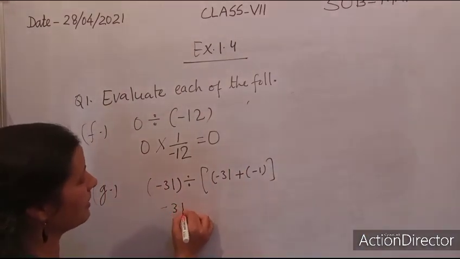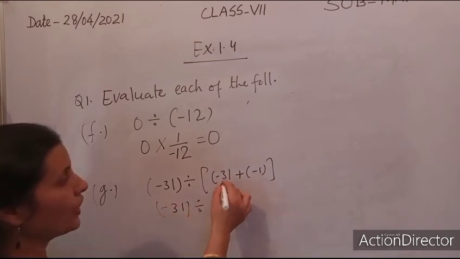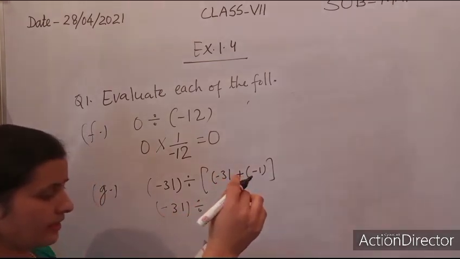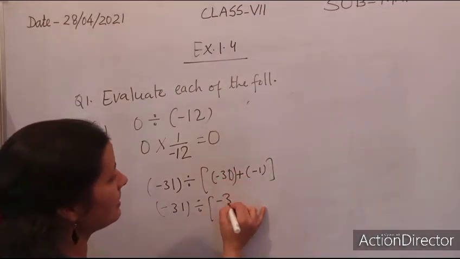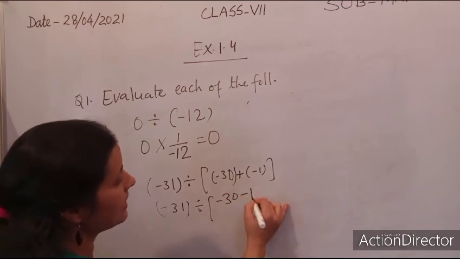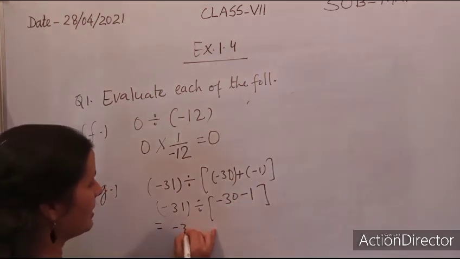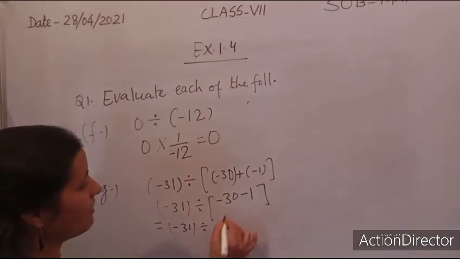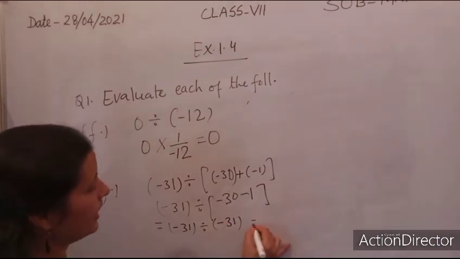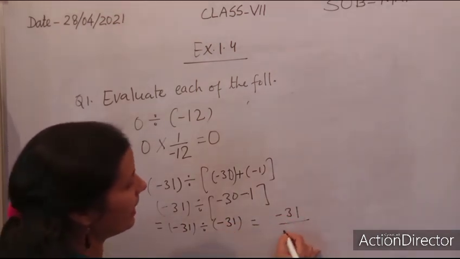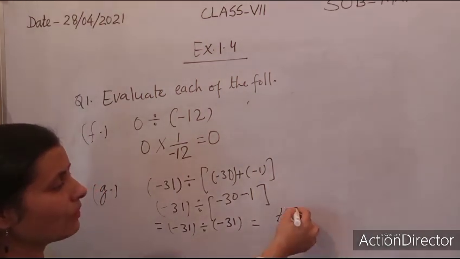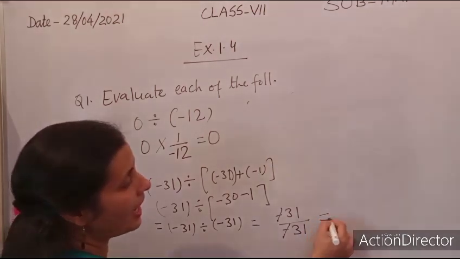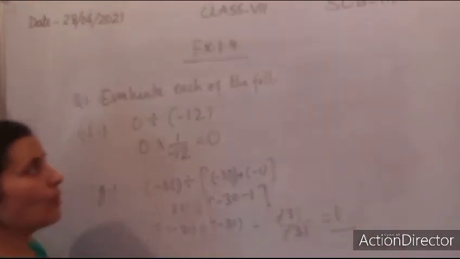First, we will leave this 31 as it is. Then we are going to solve this. Okay. So, here is written minus 30. Now, minus 30 plus minus 1 will become minus 31. Now, minus 31 is divided by minus 31. We will cancel this minus with this minus. 31 ones are 31. The answer will be 1. I hope you understand.